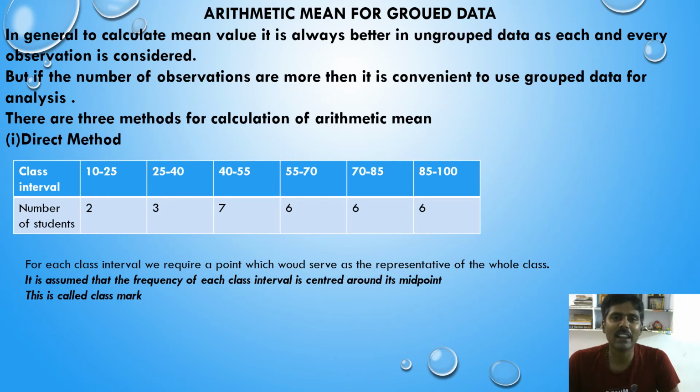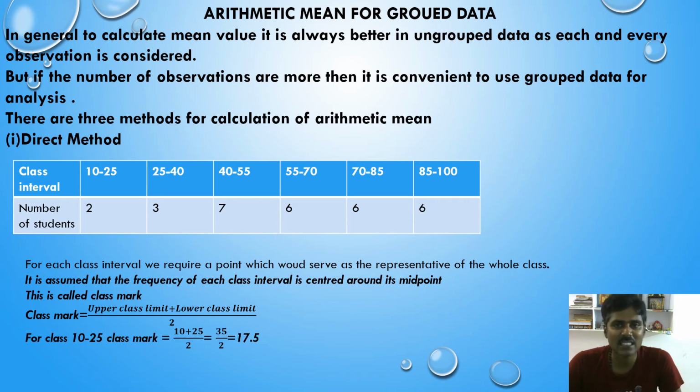So how can we calculate the class mark? Class mark is nothing but the upper class limit plus the lower class limit by 2. If you take the class 10 to 25, 10 plus 25 by 2, you will get 35 by 2, that is 17.5. This is the class mark. Now using these class marks and frequencies, I will find the arithmetic mean.